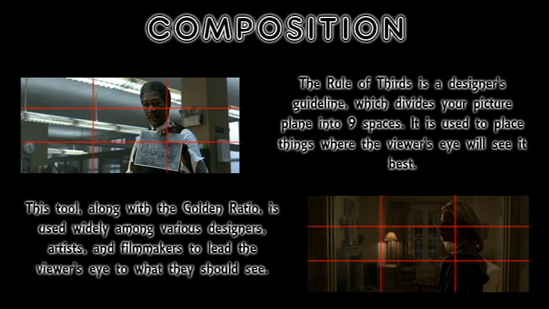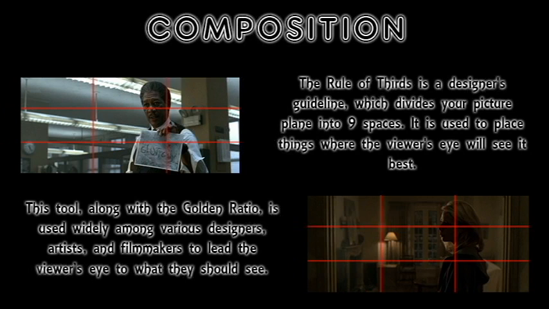The rule of thirds is a designer's guideline which divides your picture plane into 9 separate spaces. It is used to place things where the viewer's eye will see it best. Take for example the film stills from David Fincher's film Seven. Notice the bodies of the performers are lined up accordingly with the vertical line on the right side. This directs the audience's eyes.